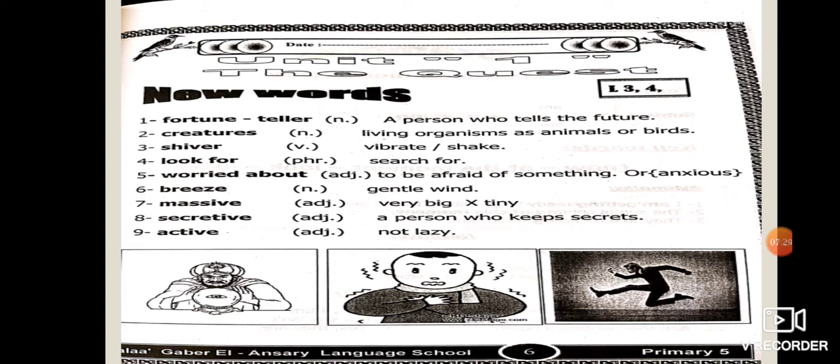Secretive means a person who keeps secrets. Secrets are things that you keep to yourself. You have some money, a new car, new clothes, or a cat, and you don't want to tell anyone, so it's a secret.